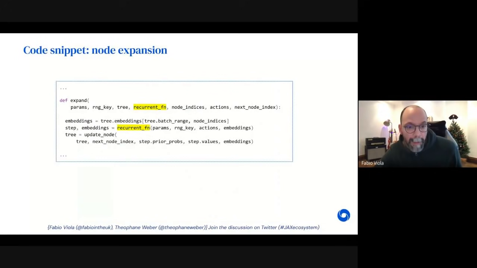Next is an example of the expansion function, where everything that has to do with neural networks can be nicely wrapped into the single function call of the recurrent function, as it is in MuZero. And this, again, makes it very easy to break down and focus only on the few bits you want to do research on.